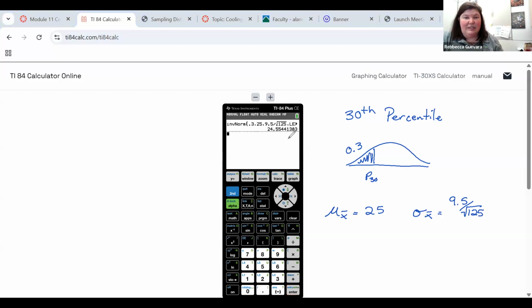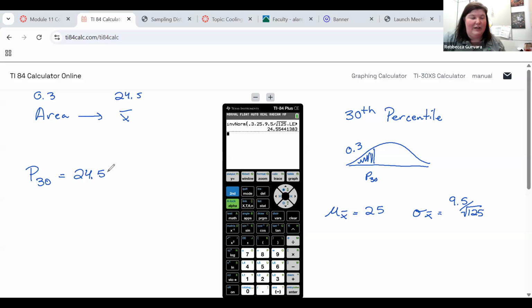And I go to paste. And what I'm getting here is that, remember, because we're going backwards from an area, instead of an X, we're doing an X bar. So my area was 0.3, and we're getting an X bar of 24.5. So my 30th percentile is associated with an age of 24.5. So what we're saying here is 30% of college students have an age below 24.5 or 24.6, actually, if I rounded this correctly.